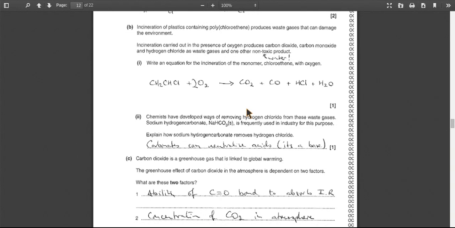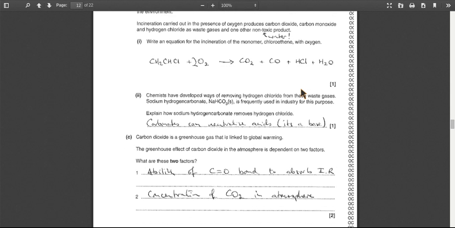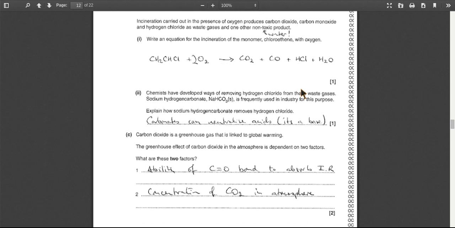One of the waste products is hydrogen chloride, which is an acidic gas, and you're told that sodium hydrogen carbonate is used to remove hydrogen chloride. So how does that work? Well, you know that carbonates, metal carbonates, are bases. Hydrogen carbonates are also bases, and so you could say that the carbonate neutralizes the acid because it's a base.